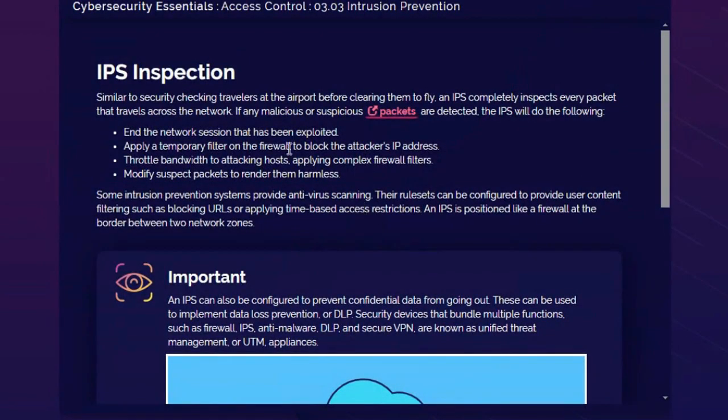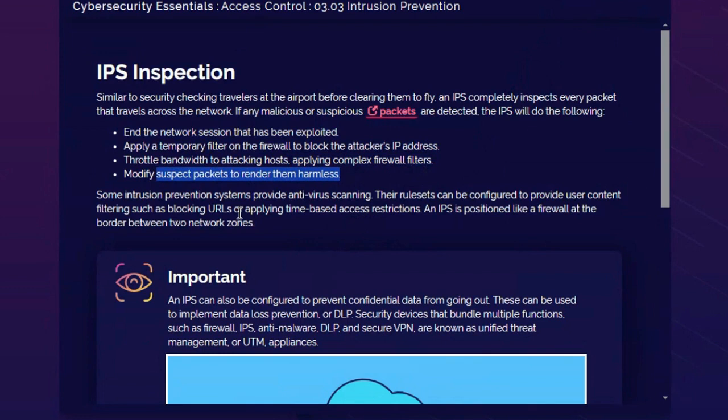So similar to security checking travelers at the airport before clearing them to fly, an IPS inspects every packet that travels across the network. If it sees anything malicious or suspicious packets, it will do the following. It will end the network session that's been exploited. It'll just kick them out. It'll apply a temporary filter on the firewall to block the IP address of the attacker. It'll throttle the bandwidth to attacking hosts, applying complex firewall filters. And it will modify the suspect packets to render them harmless, basically take them out of play.